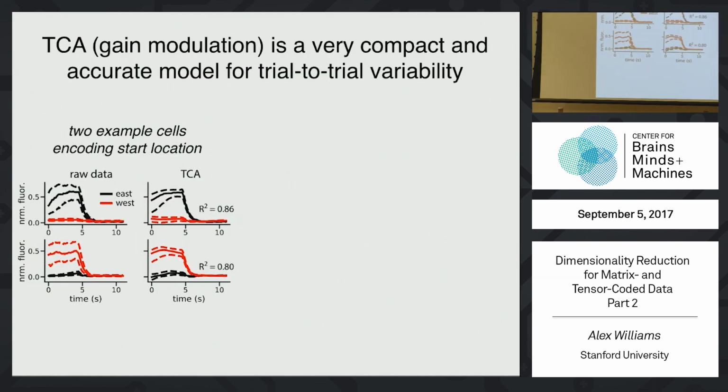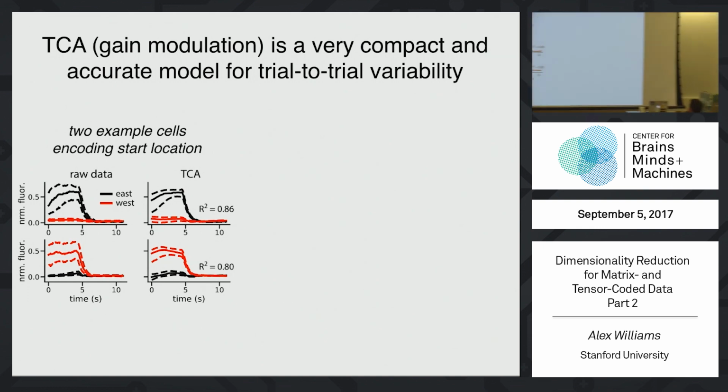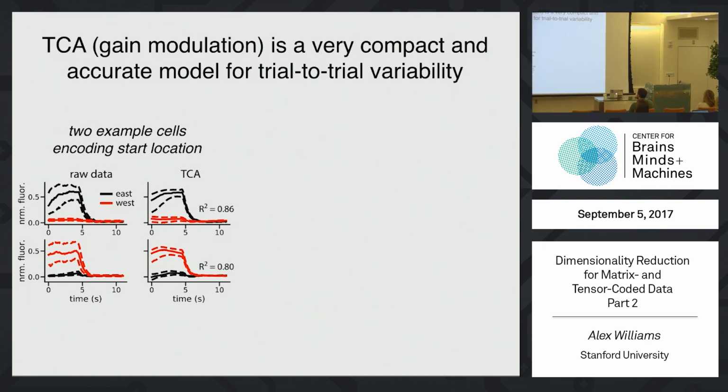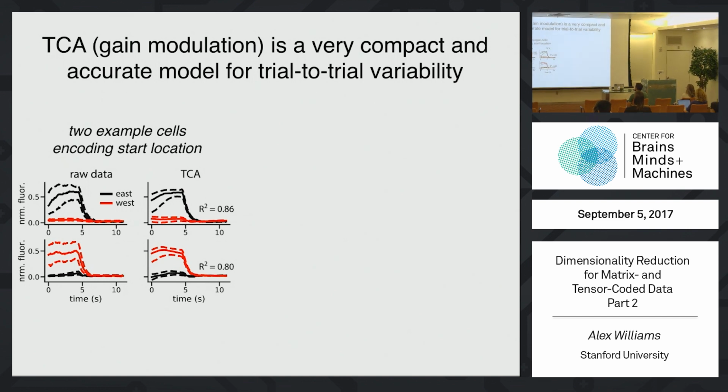Okay, so this is medial prefrontal cortex, and one of the first questions that we wanted to look at was, well, how good does this TCA gain modulation model actually work in this data set? And if you look at individual cells, again, you sort of get the same sense that this gain hypothesis actually does a pretty good job. So here on the left, this is one cell in raw data, and I'm showing the average fluorescence for that cell on east starts, plus or minus some standard deviation, and west starts.